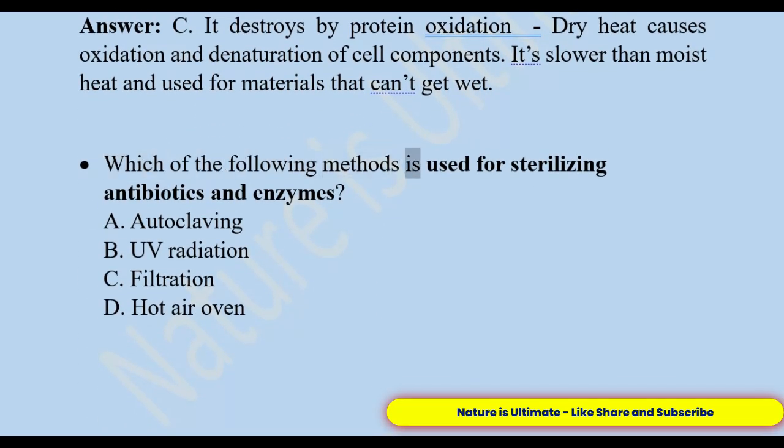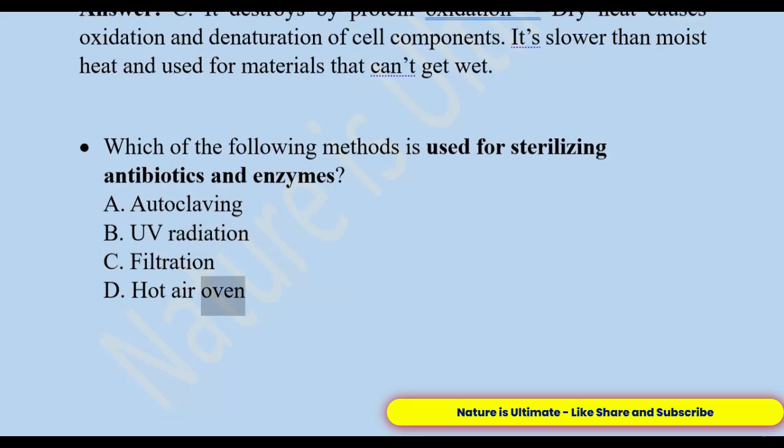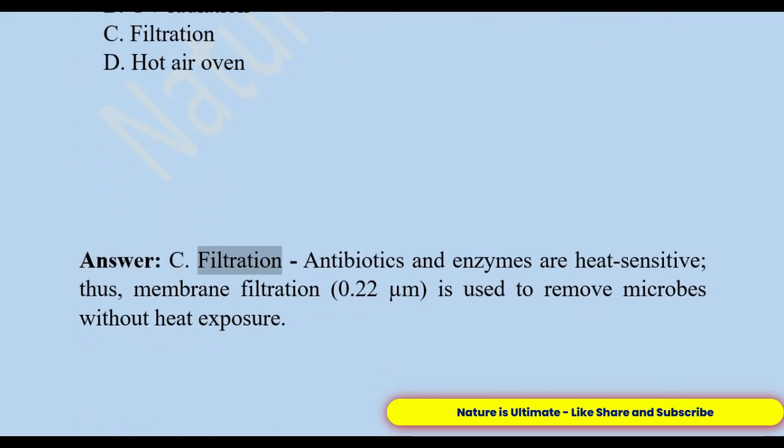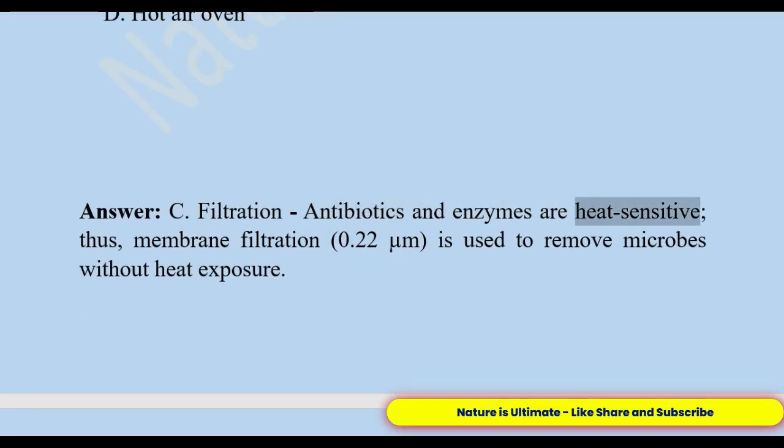Which of the following methods is used for sterilizing antibiotics and enzymes? A. Autoclaving. B. UV radiation. C. Filtration. D. Hot air oven. Answer: C. Filtration. Antibiotics and enzymes are heat sensitive, thus membrane filtration, 0.22 µm, is used to remove microbes without heat exposure.